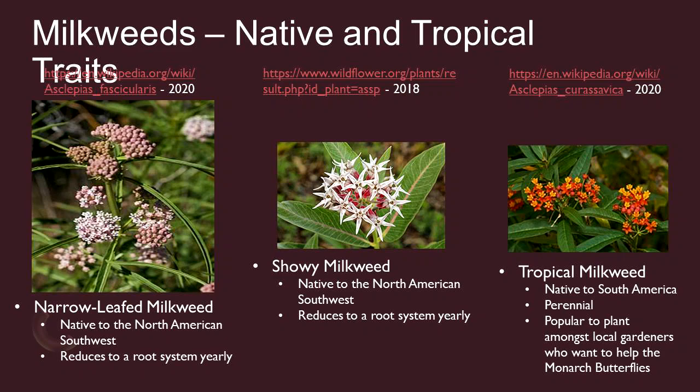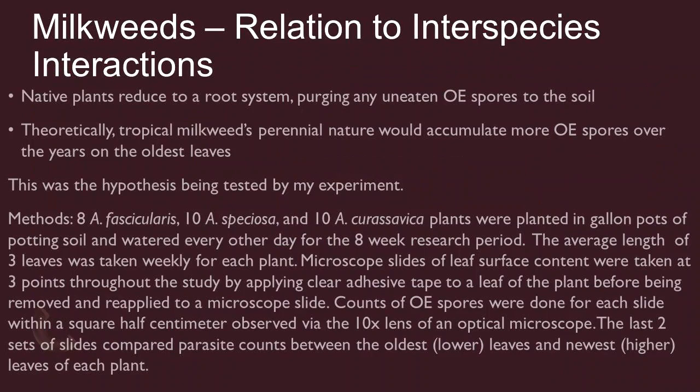It's also popular to plant amongst local gardeners who want to help the monarch butterfly and its decrease in population. But this might actually be causing an issue. Because the native plants reduce to a root system, they purge any uneaten OE spores, and those fall to the soil, where they then die. Theoretically, though, tropical milkweed's perennial nature causes it to accumulate more OE spores over years and years on the oldest leaf, which will then remain dormant until eaten.